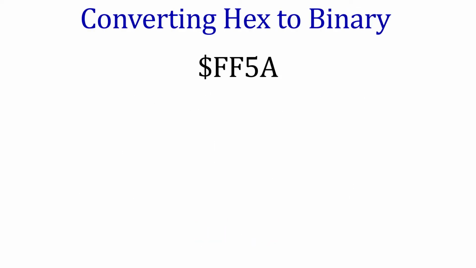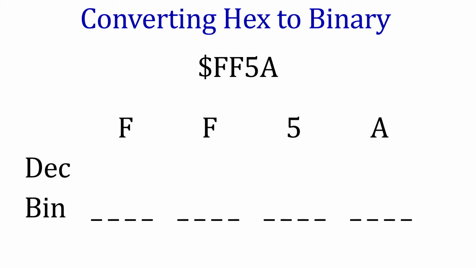Going from hex to binary is just as easy. Remember, each hex digit is a group of 4 bits. So, FF5A is another 16-bit binary number. In decimal, F is 15, 5 is 5, and A is 10. Just convert those into binary, and we have our answer.